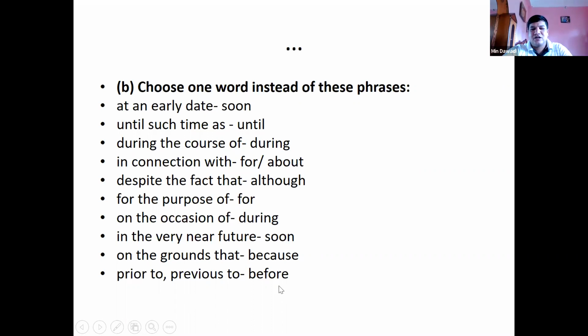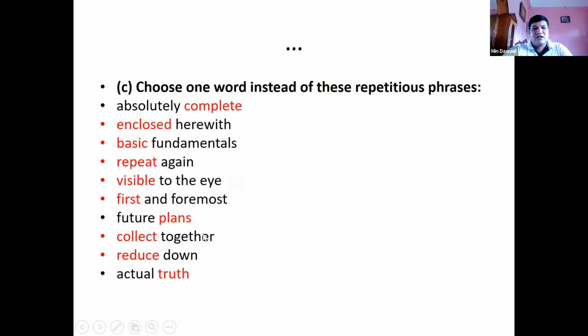Prior to, before. Prior to means before doing any work. Or previous to, instead you can say before. So choose one word instead of these repetitions.